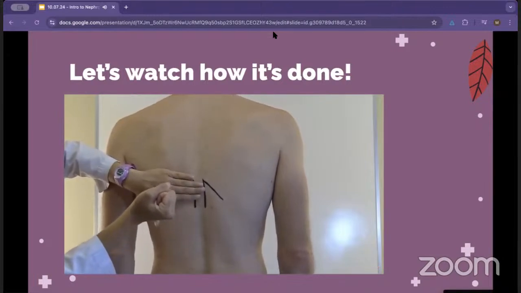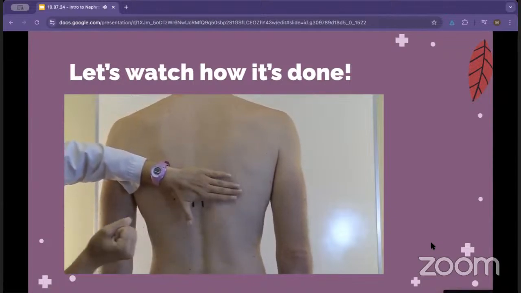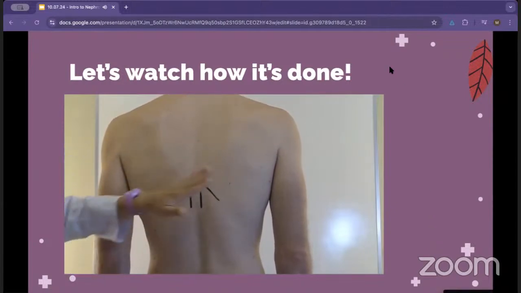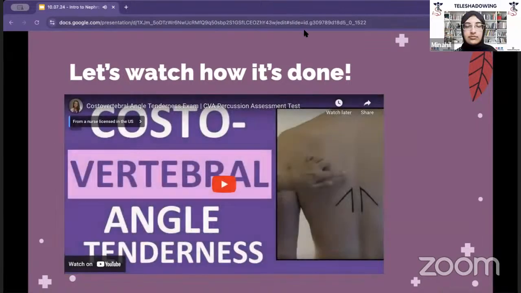Okay, did you have any pain with that? No. Nope. Okay, and then we're going to do it to the other side. Do you have any pain? No. Okay, and if they had pain, that would indicate a possible kidney infection. Right, so of course you want to check, so in a healthy patient, they should not feel any pain.